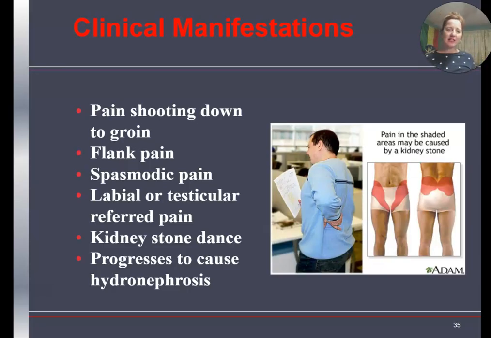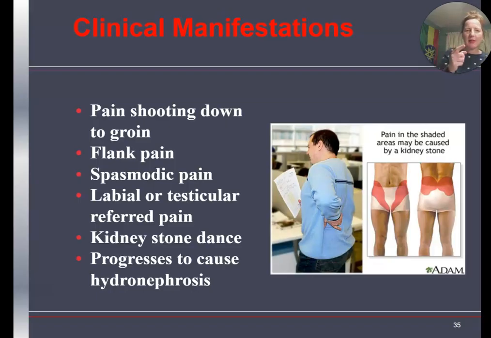So pain shooting down to the groin, that's one of our clinical manifestations. And also flank pain. That spasmodic pain, that's that renal colic. It's where it's trying to do its job, because there are muscles in that ureter, and it's trying to pass things down, and something's not letting it. So it's going to try even more to make it do that, and you have that spasmodic type pain.